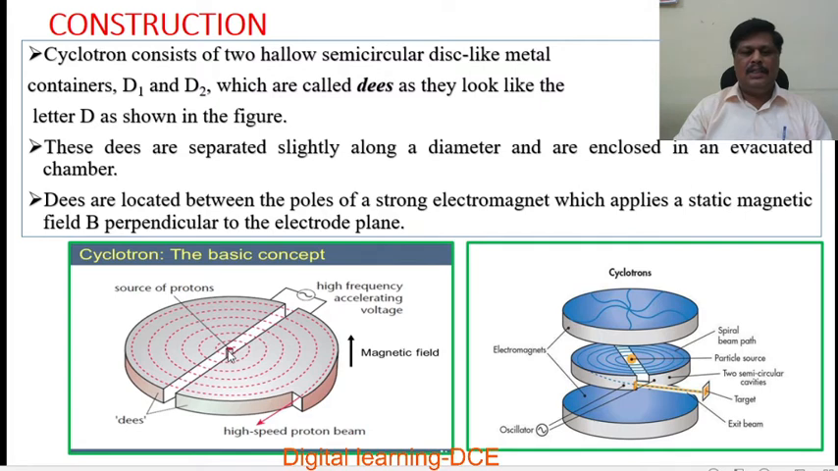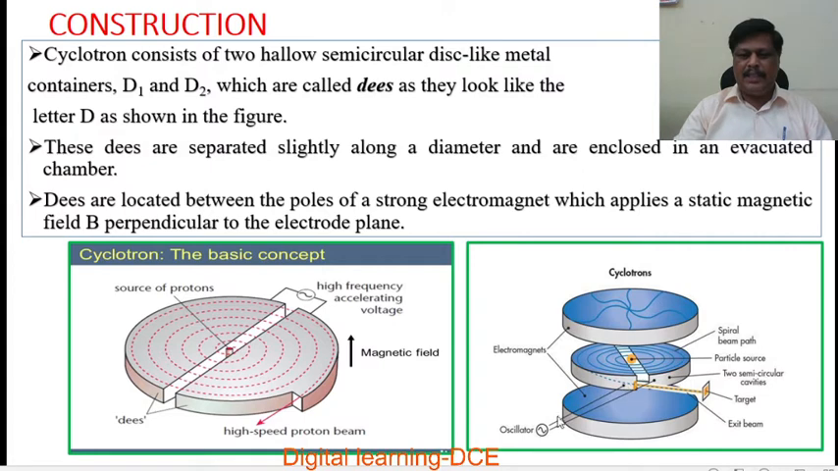Here there is a source of protons, that is positive ions, and between the Ds a high frequency accelerating voltage is applied, and this is the direction of the magnetic field. Here we are applying a high frequency oscillating voltage. So these protons, positively charged ions, get accelerated every half cycle, and finally they move with very high velocity, that means very high kinetic energy, through this opening. This is the high speed proton beam.